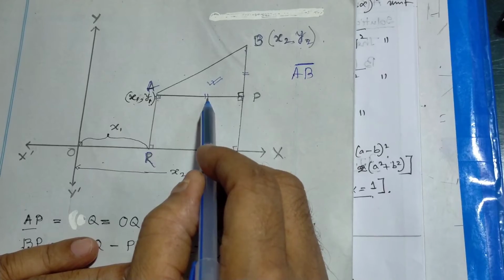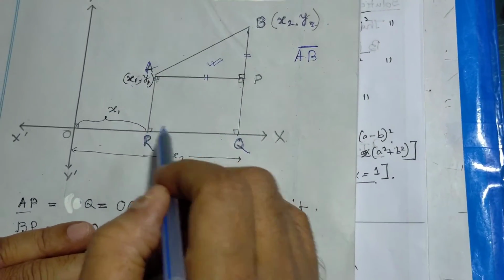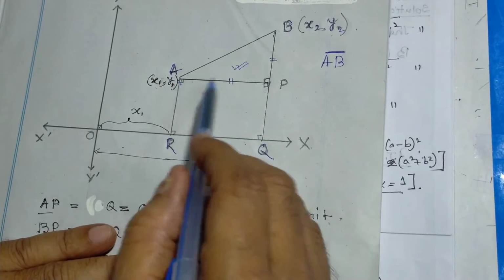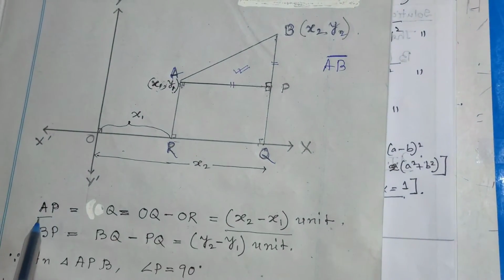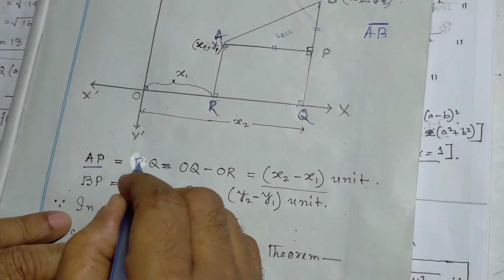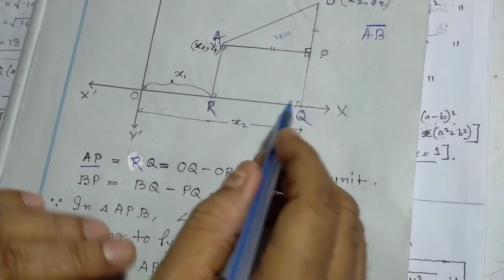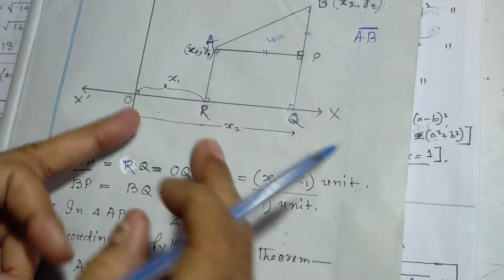Now come to the point. Here, as this one is a rectangle, because this is perpendicular, perpendicular and perpendicular, obviously this will be 90 degrees. In this rectangle, AP is equal to RQ. So I have written here AP equal to RQ, and RQ came like this: at first OQ minus OR.